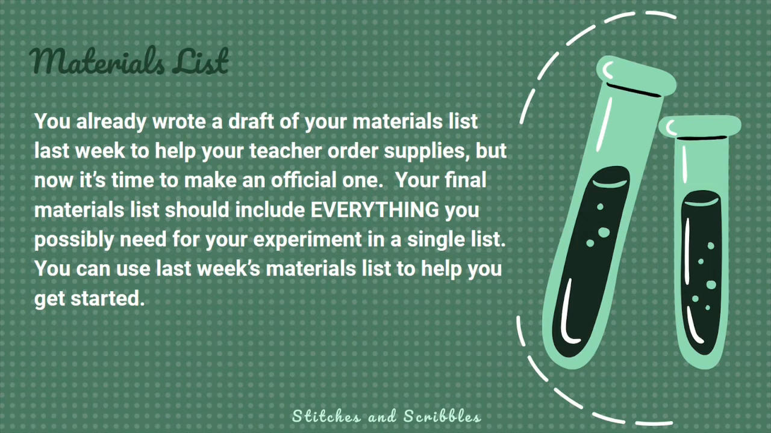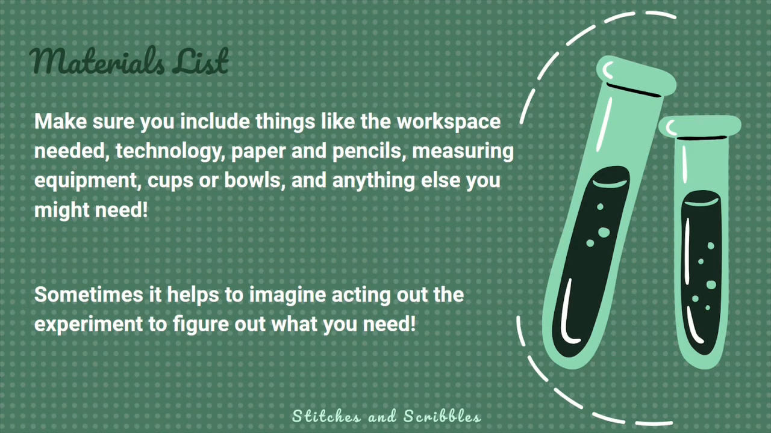One important thing to remember about your materials list is to make sure it's really clear and very easy to tell what each item is supposed to mean. So even though your materials list is a list, like with bullet points, you need to make sure that someone else reading it could understand. You also need to make sure that you include things like the workspace needed, technology, paper and pencils, measuring equipment, cups or bowls, and anything else that you might need. Sometimes it helps to imagine acting out the experiment to figure out what you need.